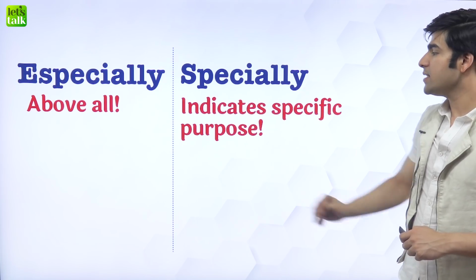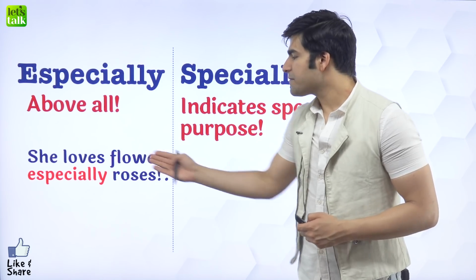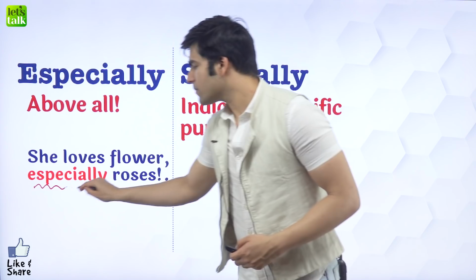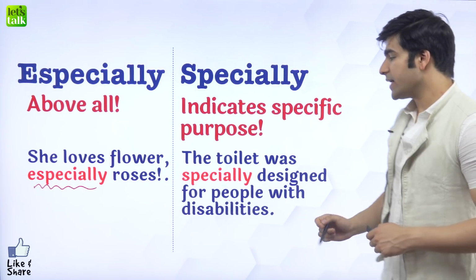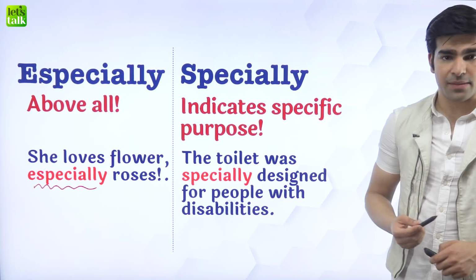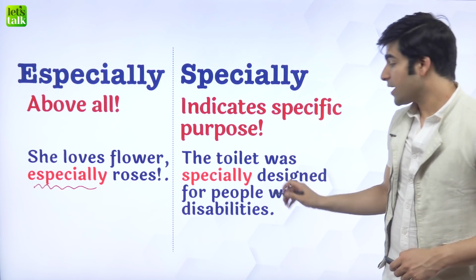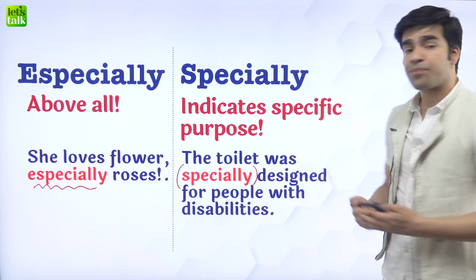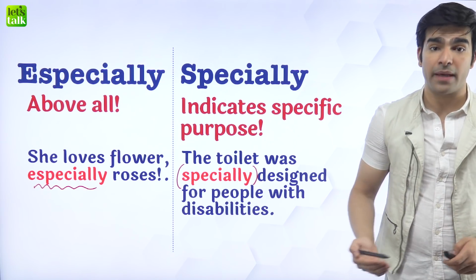Specially, on the other hand, indicates a specific purpose. For example, she loves flowers, especially roses. That means above all the flowers, she loves roses. Specially is: the toilet was specially designed for people with disabilities, not above all. Here it means a specific purpose. The specific purpose here was for the toilet to be used by specially able people.